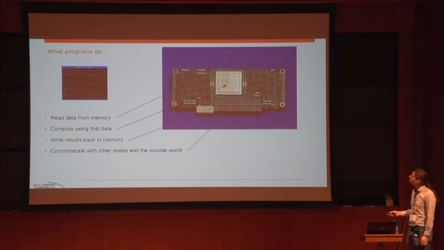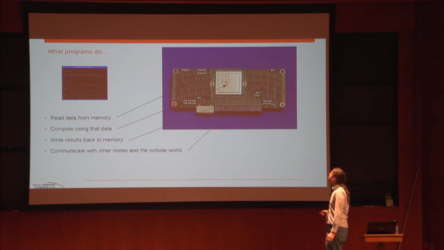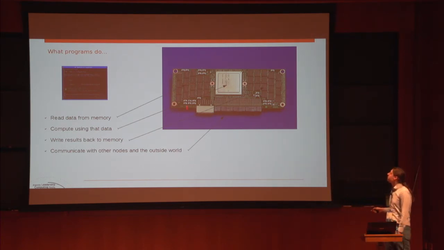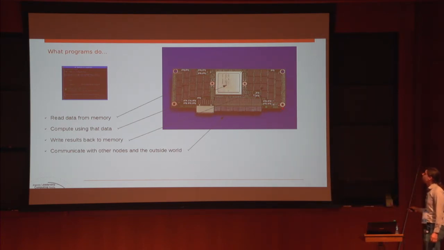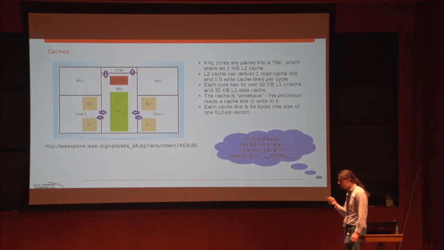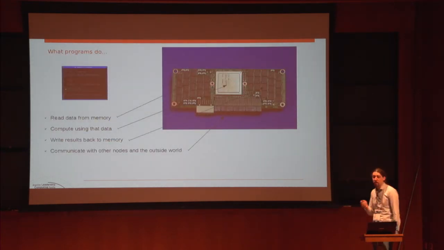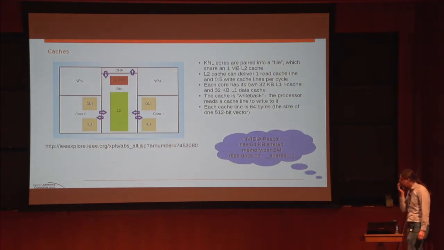Okay, so let's go back and talk about generically what programs do, so we can move on to the next topic. Most programs read data from memory, then do some computation, and then write data back to memory, and they probably communicate with the outside world. And so the next thing we realize, of course, is that we've talked a lot about the compute part, and now we're going to talk some about the memory part.